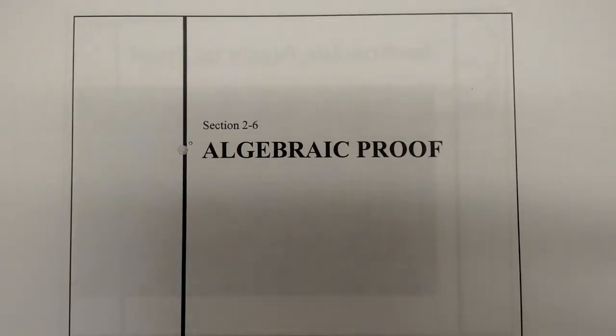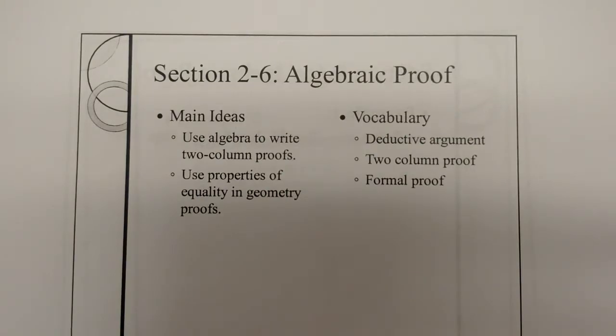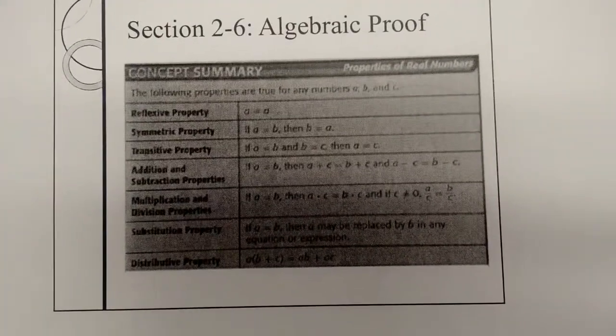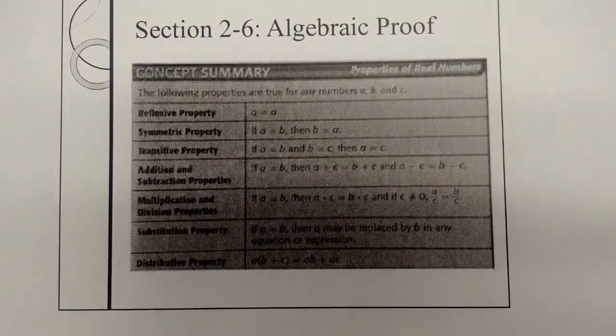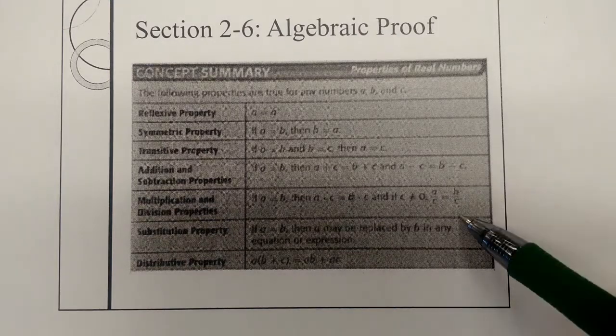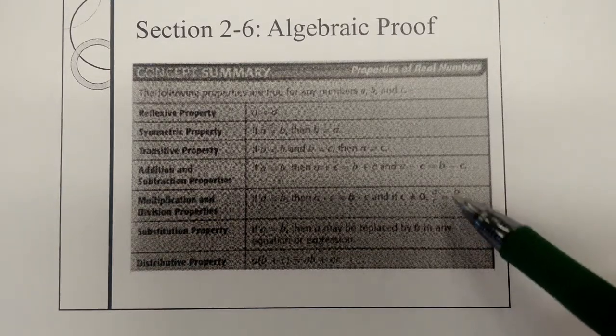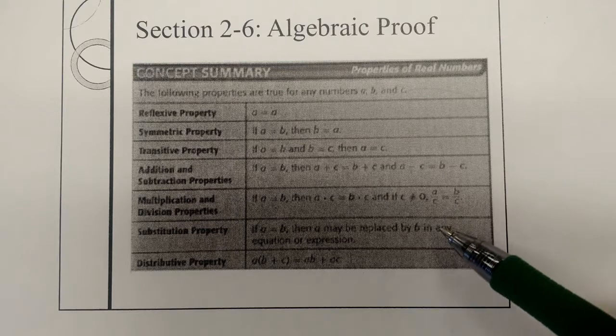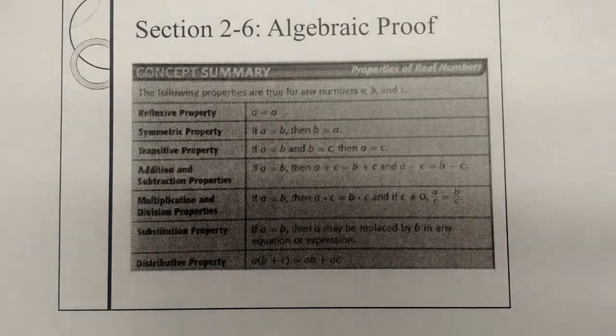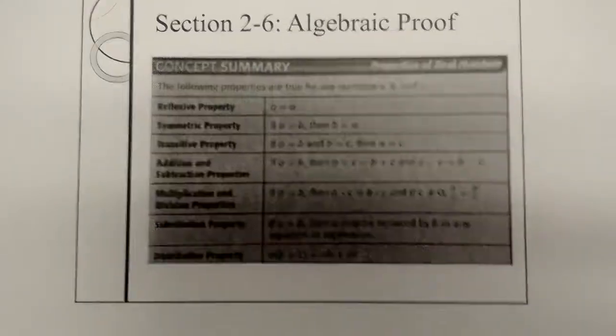Here we have section 2.6, which is the algebraic proof. So there's our main ideas and vocab. Just a reminder here of some properties: the reflexive, symmetric, transitive properties, addition and subtraction rules, and then addition, subtraction, multiplication, division, and then substitution and distributing, which hopefully you are familiar with already.